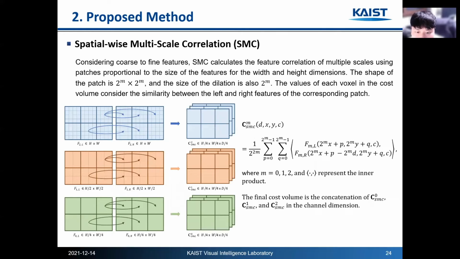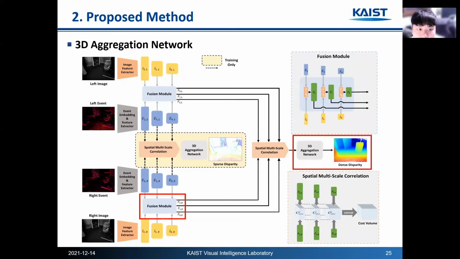The spatial-wise multiscale correlation we propose applies a patch proportional to the size of two features of multiple scales. It makes three input features of different sizes into one cost volume of the same size. The final cost volume is created by concatenating the three cost volumes.